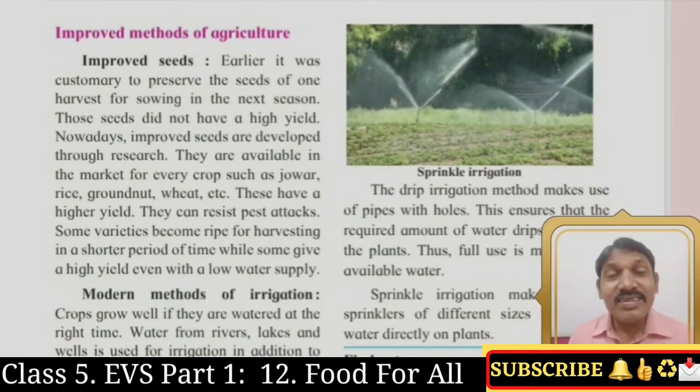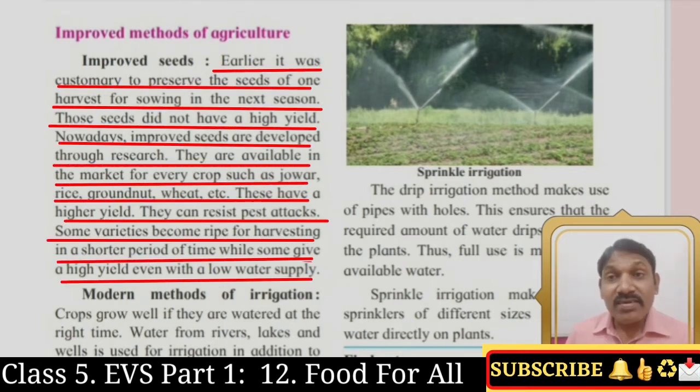Students, let's learn the next point, that is improved methods of agriculture. Now see, improved seeds. Earlier, it was customary to preserve the seeds of one harvest for sowing it in the next season. Those seeds did not have a high yield. Nowadays, improved seeds are developed through research.